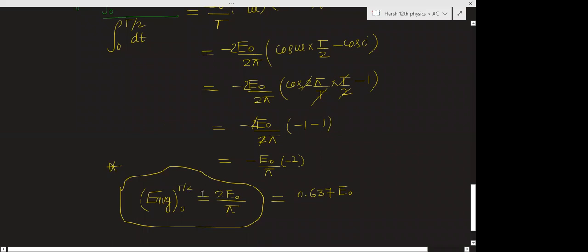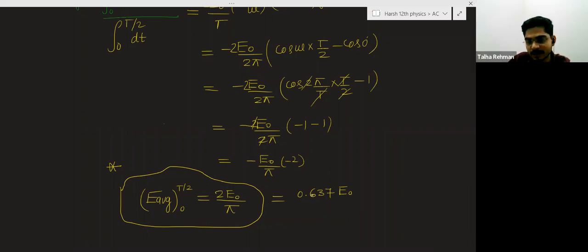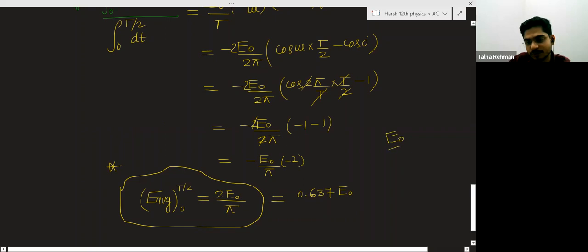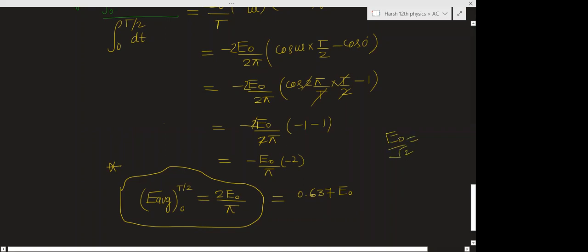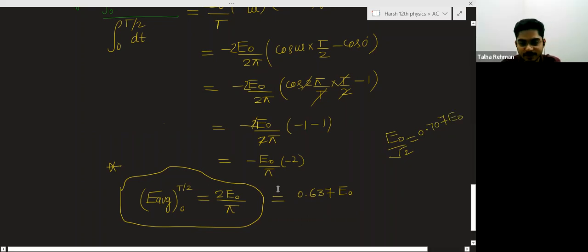2 E naught by pi is 0.707, right? No, no, actually that is E naught by under root 2. Sorry, sorry, E naught under root 2 is the value. This 2 E naught by pi is actually 0.637.